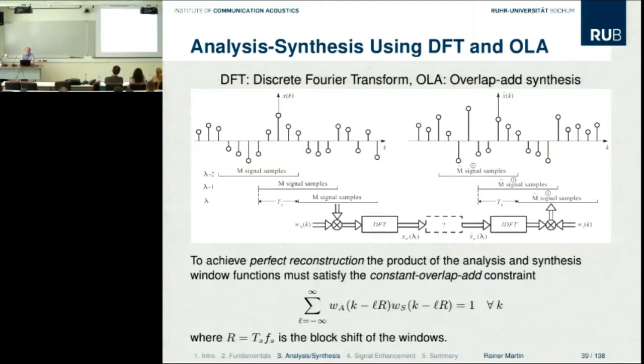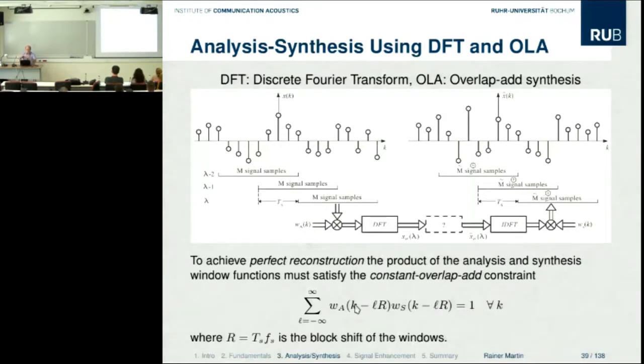With such a system, you can achieve perfect reconstruction if the following condition is met. If you multiply the analysis window with the synthesis window, and then overlap-add in the same pattern as you take out the signal samples from your signal, then this summation over all shifted, multiplied window functions should add up to one.